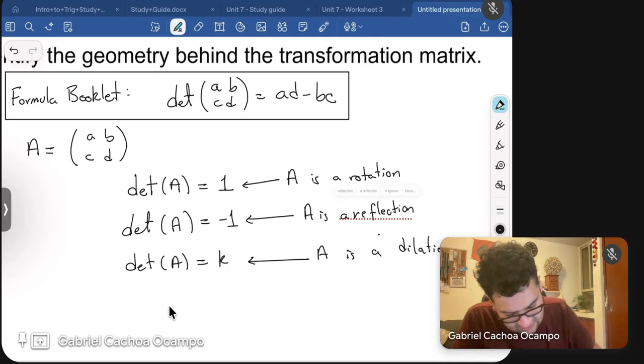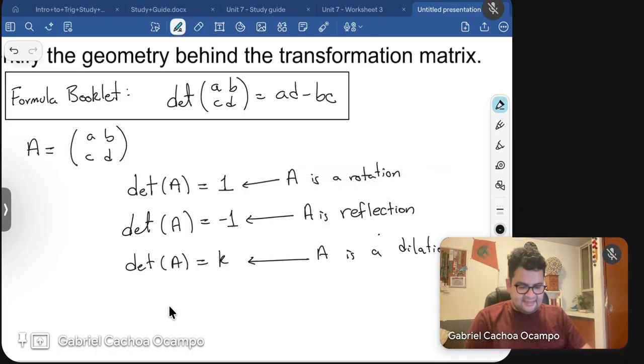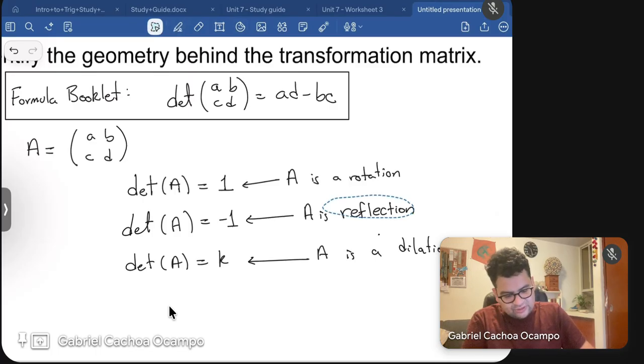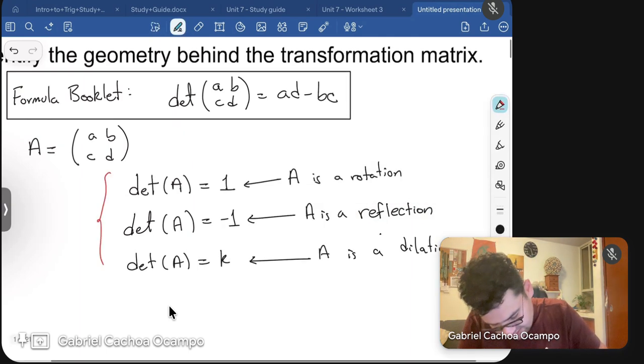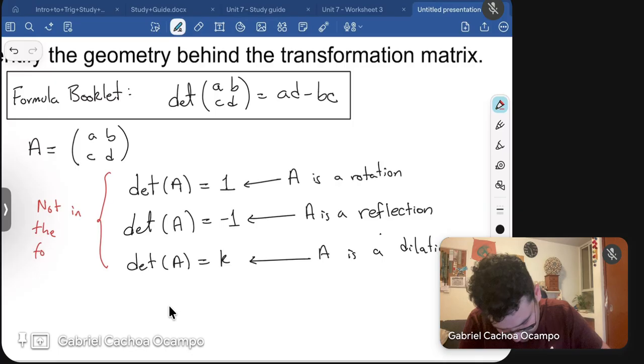So with this, we can classify what type of transformation we're dealing with. Just remember this, and be careful because this is not in the formula booklet.